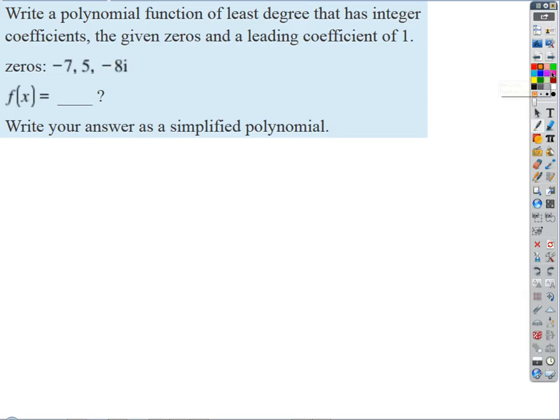How would I write this root as a complex number in standard form? It's been a while since we talked about that, but a complex number in standard form is just in the form a plus bi. So what's a in this case? 0, sure. So this would just be 0 minus 8i. So what would be the complex conjugate of that? 0 plus 8i.